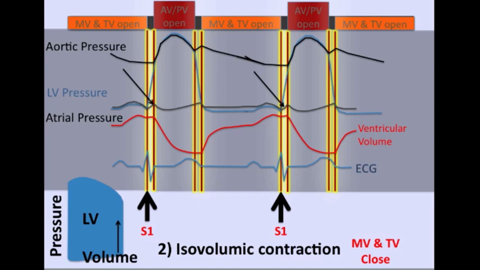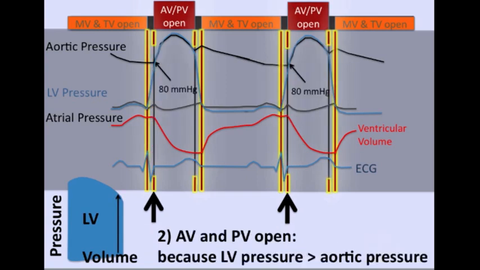So isovolumic contraction, breaking this down, we have isovolumic, meaning that the volume stays the same, and that's demonstrated here on the red curve, the ventricular volume curve, and the LV pressure is contracting, and that's building up pressure, as we can see on our LV pressure curve. And that pressure is going to quickly build up in the ventricle, and eventually it's going to overcome the aortic pressure, which is essentially the patient's diastolic pressure.